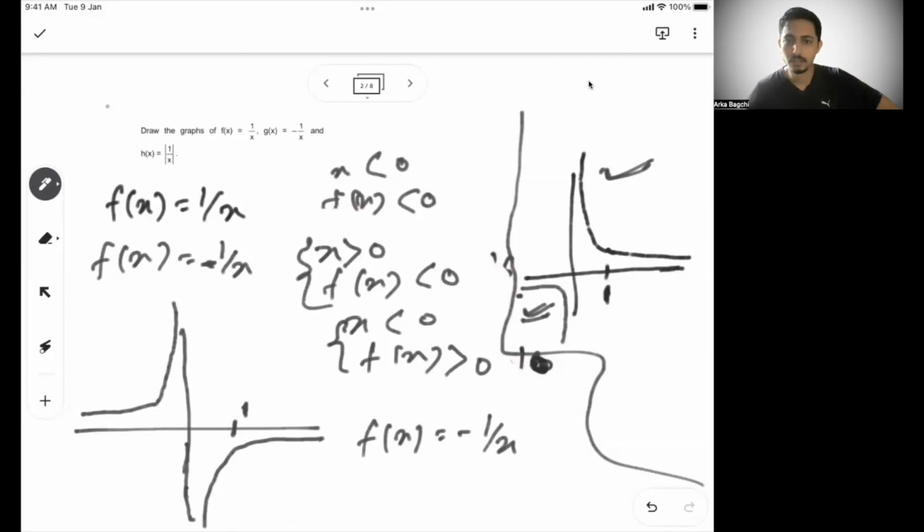Understood? So that is how f(x) equal to 1 by x changes to g(x) equal to minus 1 by x. This is not f(x), this is basically g(x) in this case, right? So it's clear.